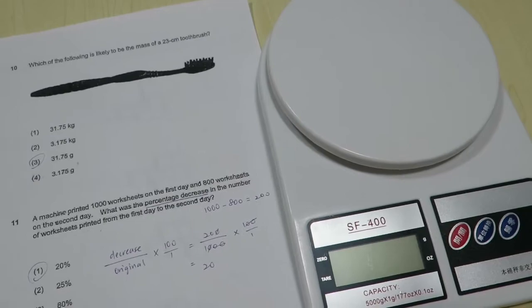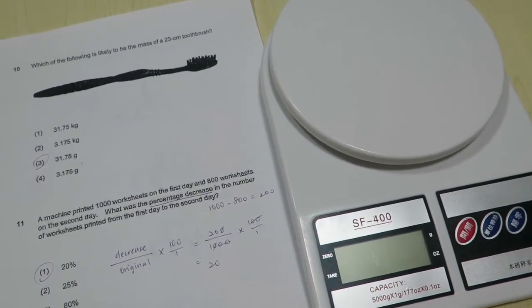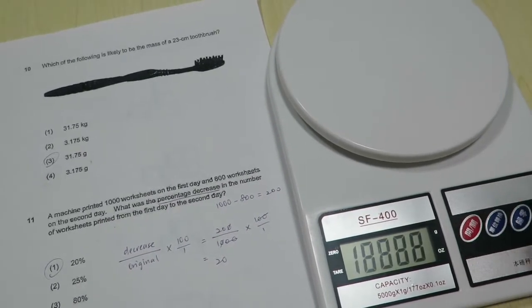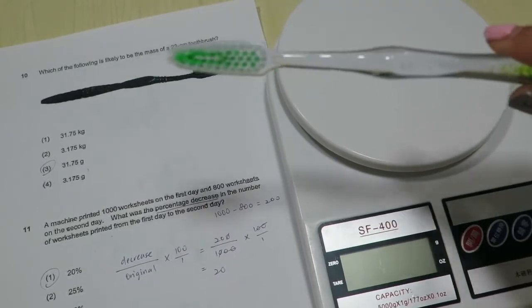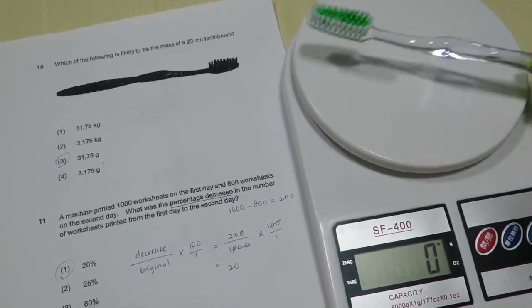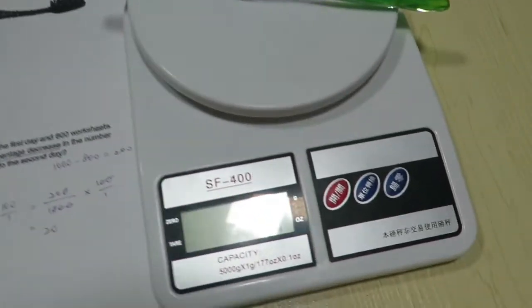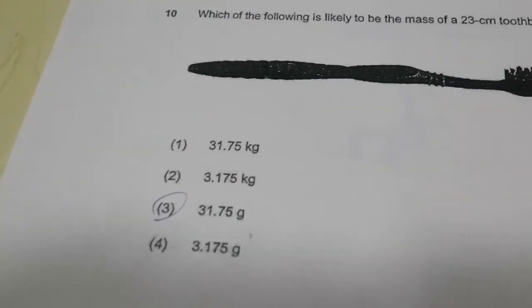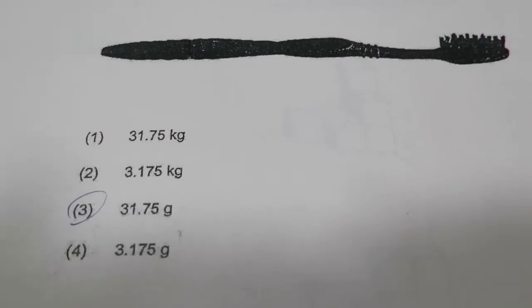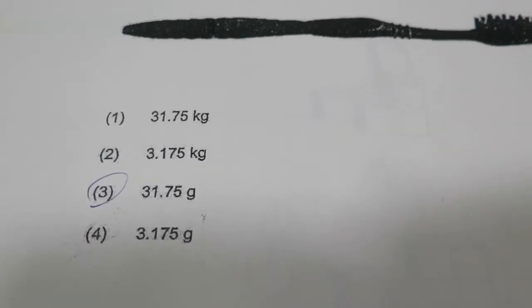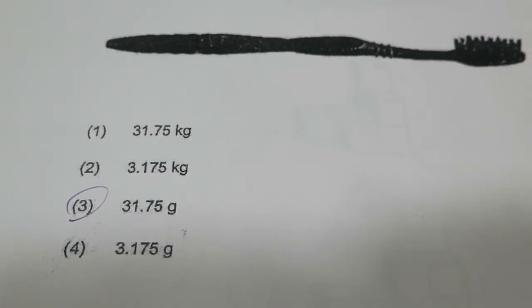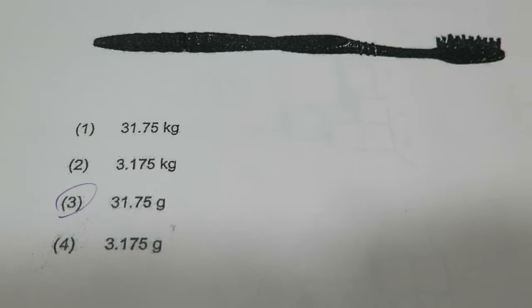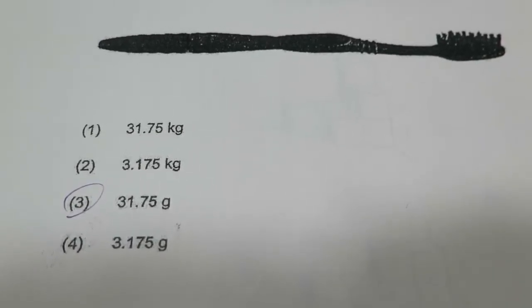Okay, hi guys. So I got really curious how much a toothbrush would weigh. So let's weigh a toothbrush, okay? So this is my toothbrush. Wait. It weighs 15 grams. So it's a little off from the answers here. But it's between 3 and 31 grams. So it's a bit tough. That's why I was hesitant at first, but probably go with 31 grams.